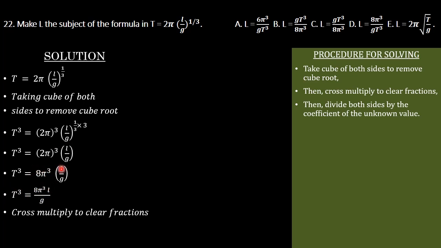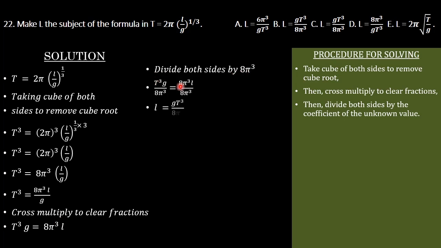Cross multiply to clear fractions. You now have t raised to power 3 multiplied by g, that is t raised to power 3 g equals to 8 pi raised to power 3 l multiplied by 1. You have 8 pi raised to power 3 l. Then divide both sides by 8 pi raised to power 3. Therefore, we have our l to be g t raised to power 3 over 8 pi.